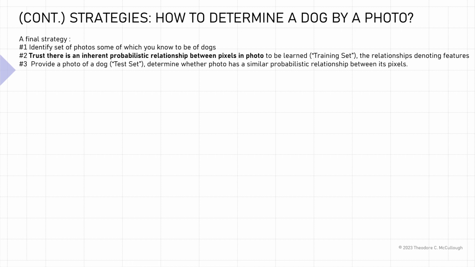So given the unstructured nature of the world, what's another strategy that you can employ to determine whether or not a photo is of a dog or not? Well, one strategy is to identify a set of photos, some of which you know to be dogs. Trust that there is an inherent probabilistic relationship between pixels in this set of photos and that these pixels are indicative of whether or not the images are of a dog. We'll call this a training set. And then provide another photo as a test set to determine whether or not the probabilistic relationship between pixels therein is similar or the same as the probabilistic relations between the pixels in the training set.